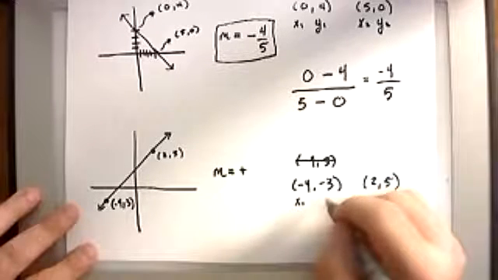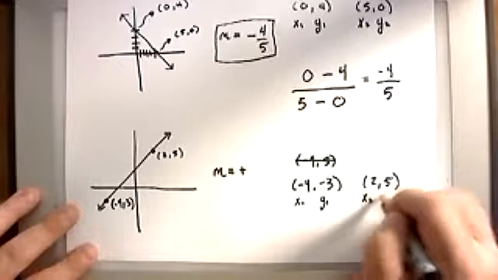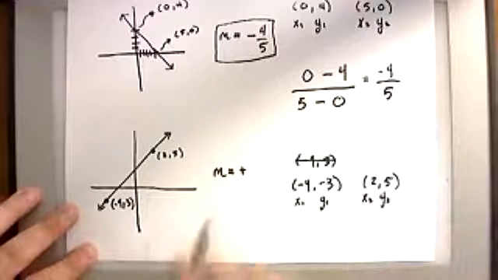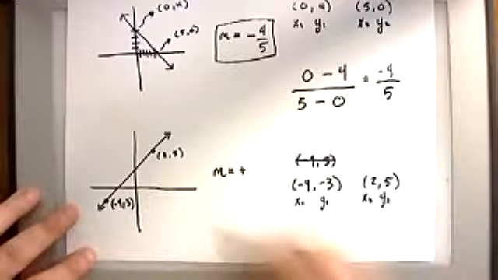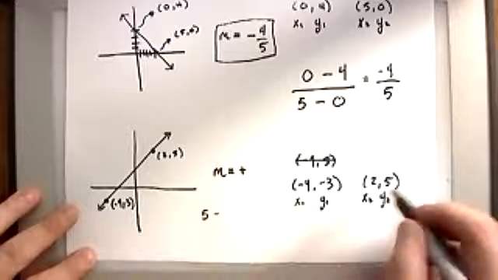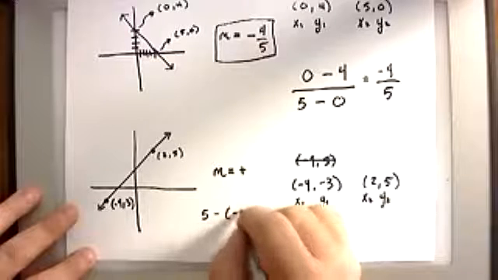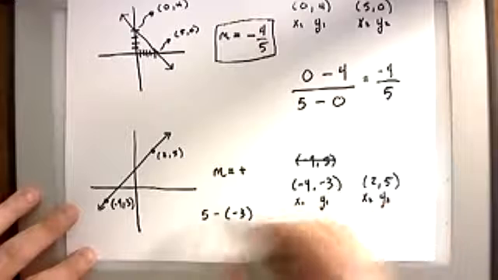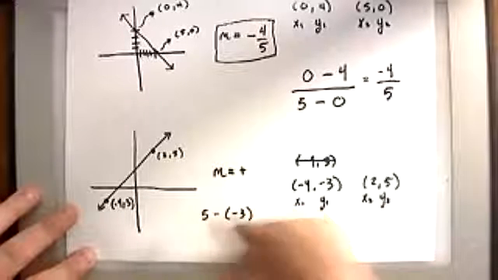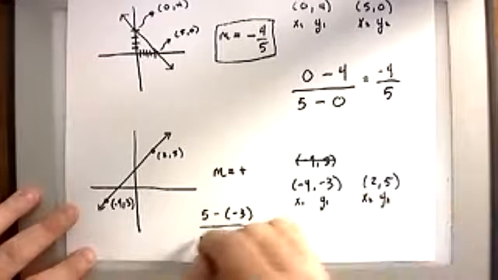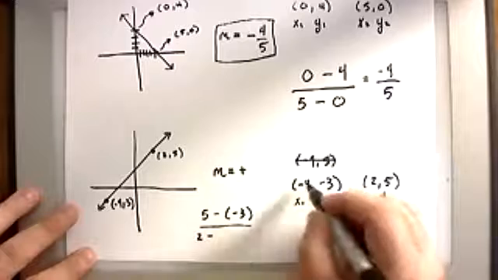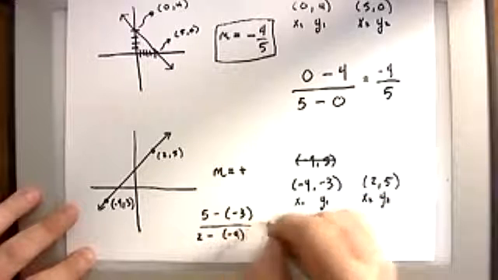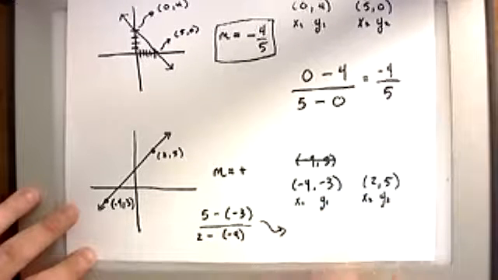So let's call that one x1, y1. Let's call that one x2, y2. And let's do our thing. And again, it should come out positive. y2, which is 5, minus y1, which is -3. Be careful. It's y2 minus y1. So 5 minus -3 over x2, which is 2, minus x1, which is -4. Watch the double negatives, y'all.